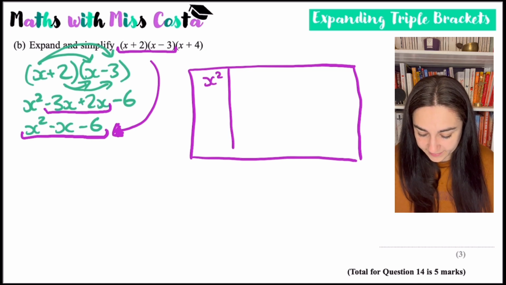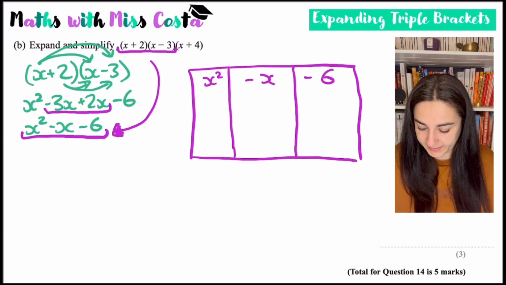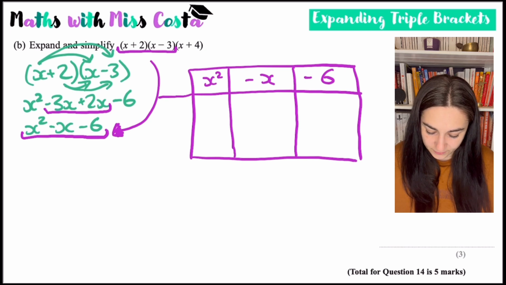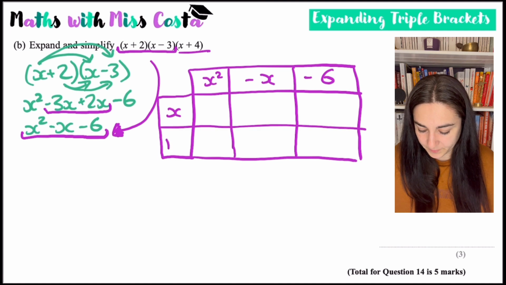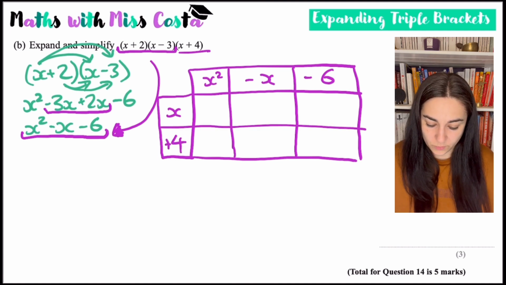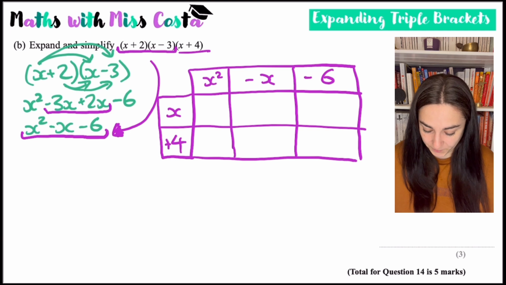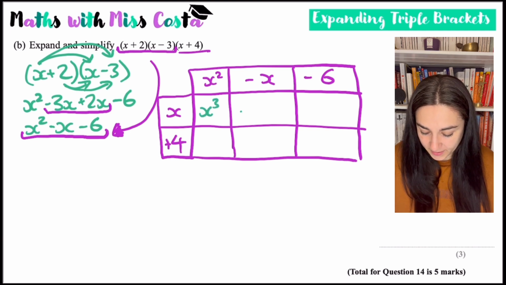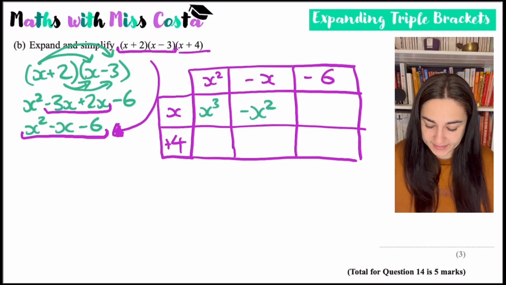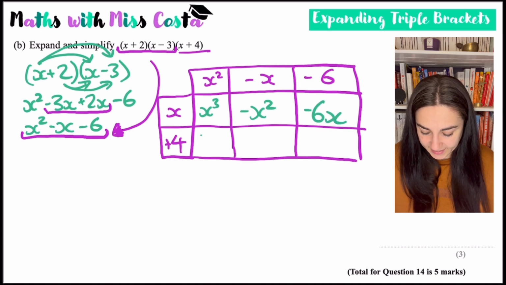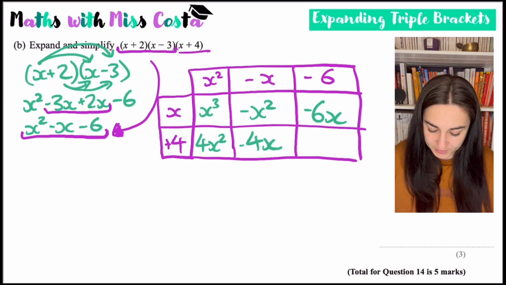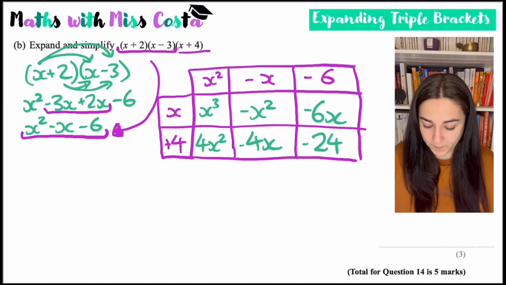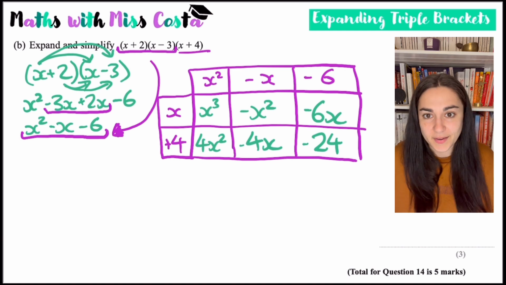So you've got x squared, you've got minus x, and then you've got minus 6. And I should have done the grid a little bit bigger. And then on the other side, we do the final bracket, so x plus 4. And now all we need to do is multiply it in the little grid. So x times x is x cubed, minus x times x is minus x squared, x times minus 6 is minus 6x, x squared times 4 is 4x squared, minus x times 4 is minus 4x, and minus 6 times 4 is minus 24.